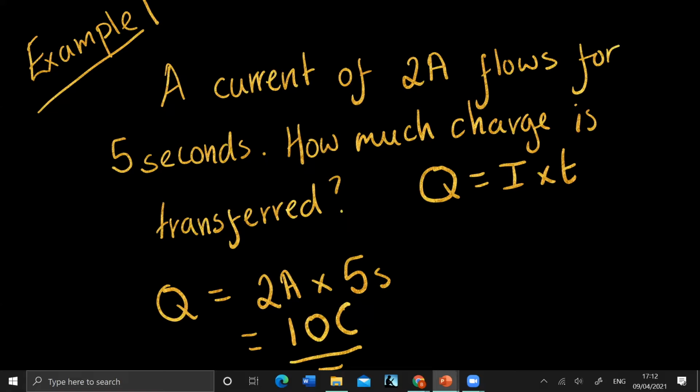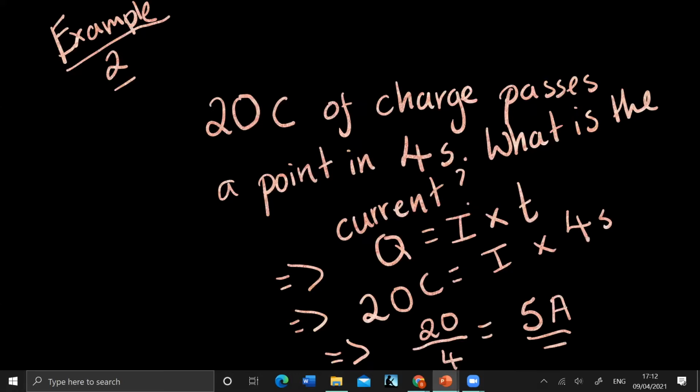Example 2. I've already done it for you. The 20 coulombs, because it involved rearranging. 20 coulombs of charge passes a point in 4 seconds. What is the current? Again, we use Q equals I times T, same equation. Always write that down because you can actually get a mark for writing down an equation.